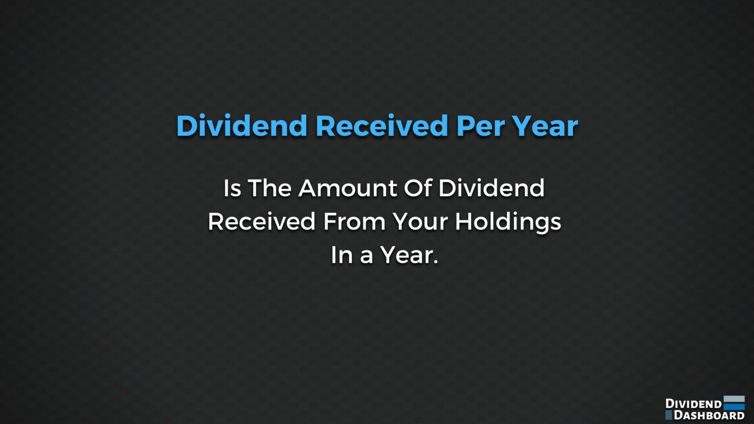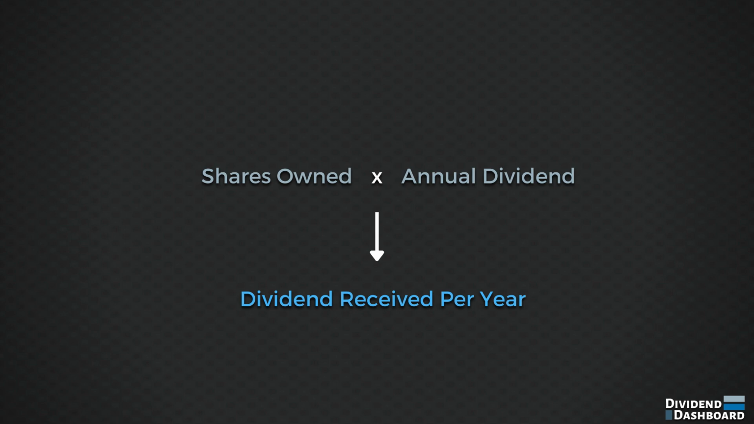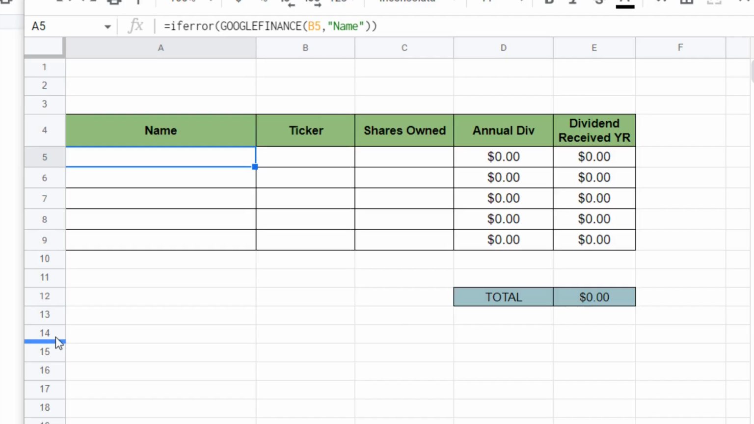The name is Dividend Dashboard, and in this video, I will show you how to calculate the annual dividend received per position in a year. This one will be a quick and easy formula because of its simplicity, especially if we apply what we learned in episode 1 using ImportHTML. So the formula is the following: shares owned times annual dividend equals dividends received per year. That's it. Simple. Let's put the formula into action.